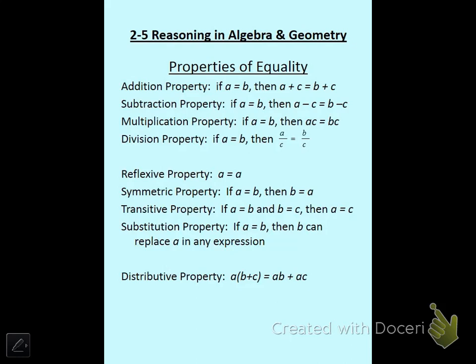Reflexive is when you can flip-flop A and A. Symmetric property: if A equals B, then B equals A. Okay, so those are flipping them around. Reflexive property also means that both sides equal each other. Transitive property: if A equals B and B equals C, then A equals C. So if one equals another, then you can switch them in and out.